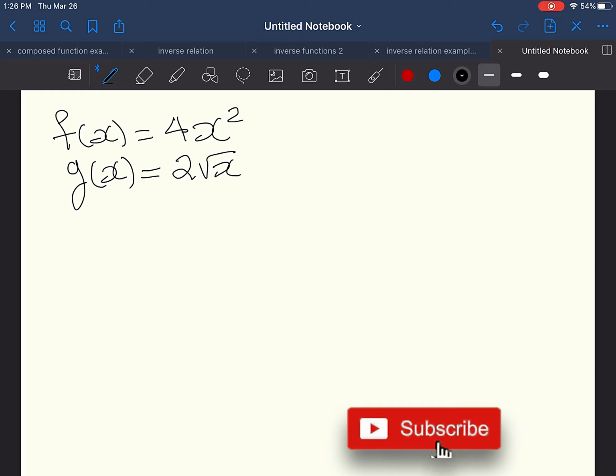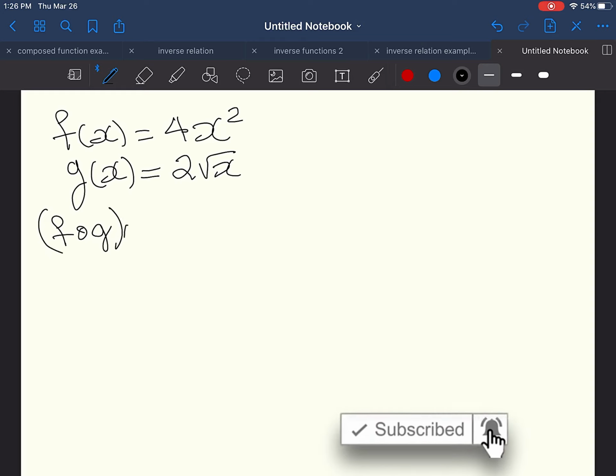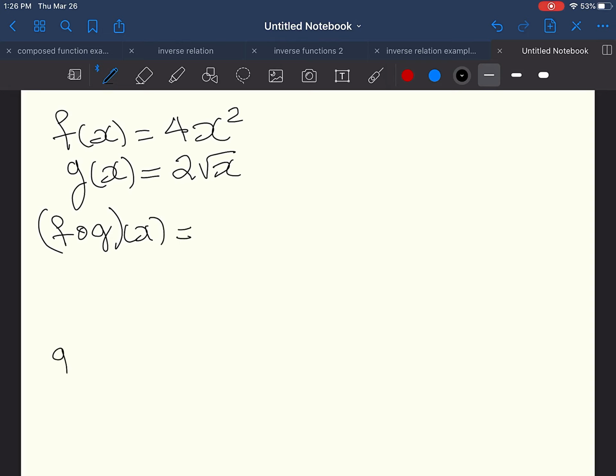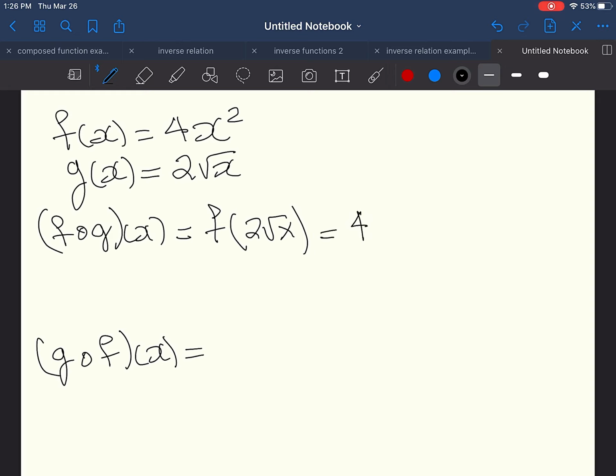Remember, we need to find f composed with g, and I need to find g composed with f. Both composite functions have to be the identity function. Now, g is 2 square root x, and I substitute this in the x. Now 4 times 2 square root x, squared. Finally it is 4 times 4x, and that is 16x.